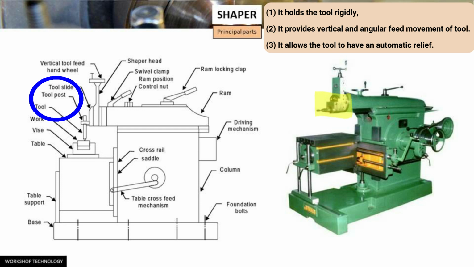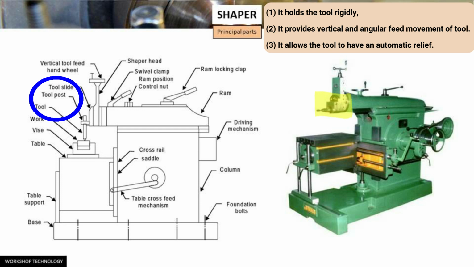The various parts of the tool head of a shaper are apron clamping blocks, clapper box, tool post, down feed screw micrometer dial, down feed screw, vertical slide, washer apron, swivel apron, and swivel base.